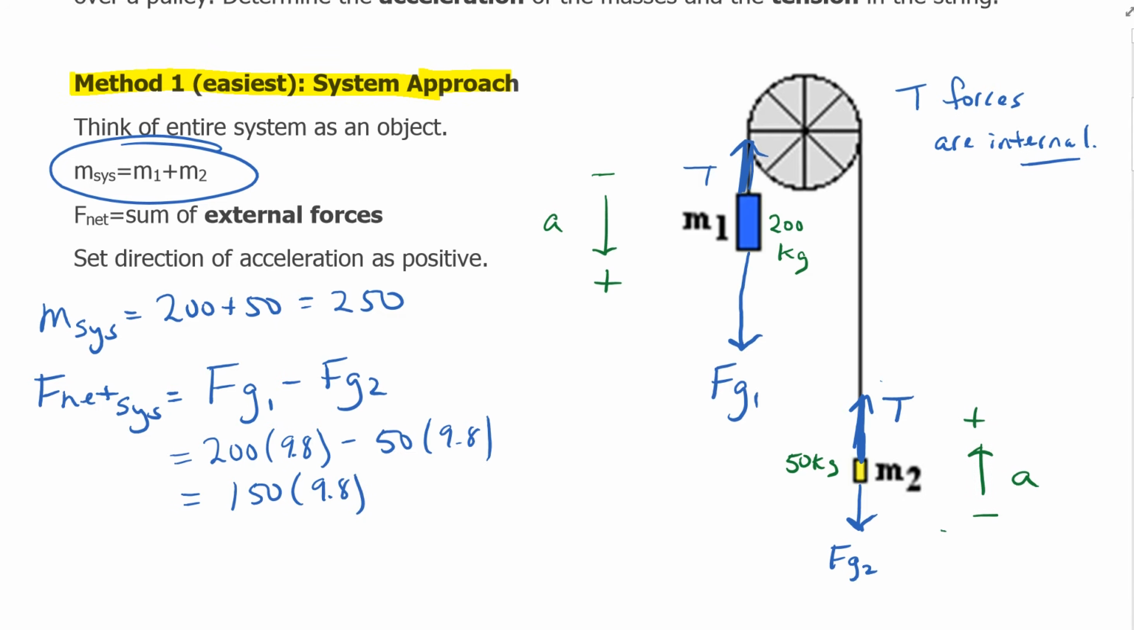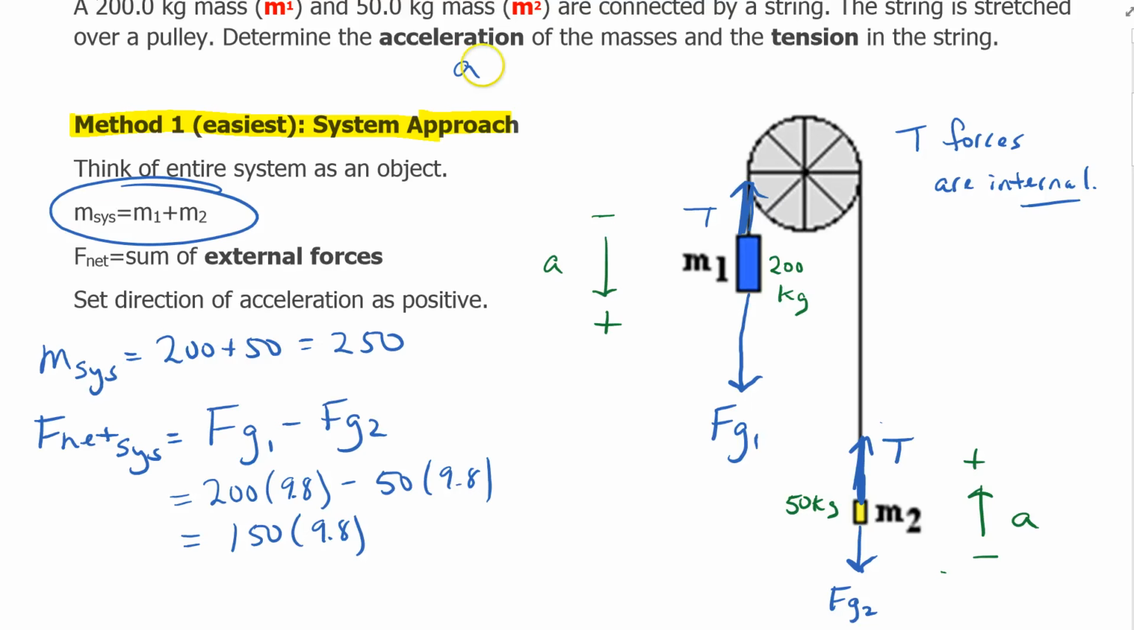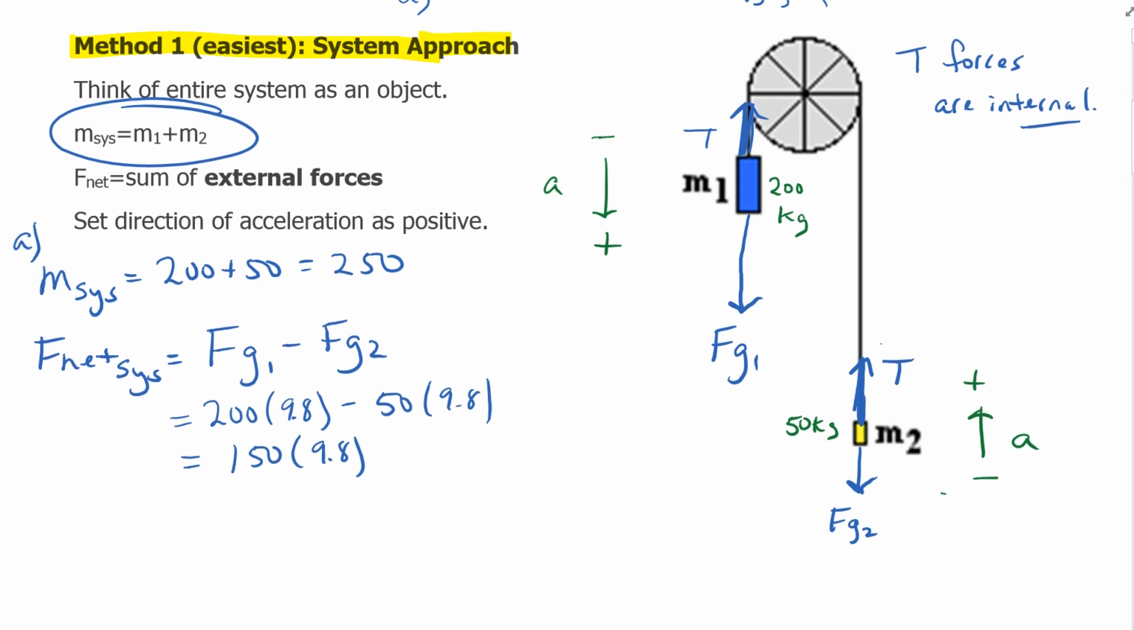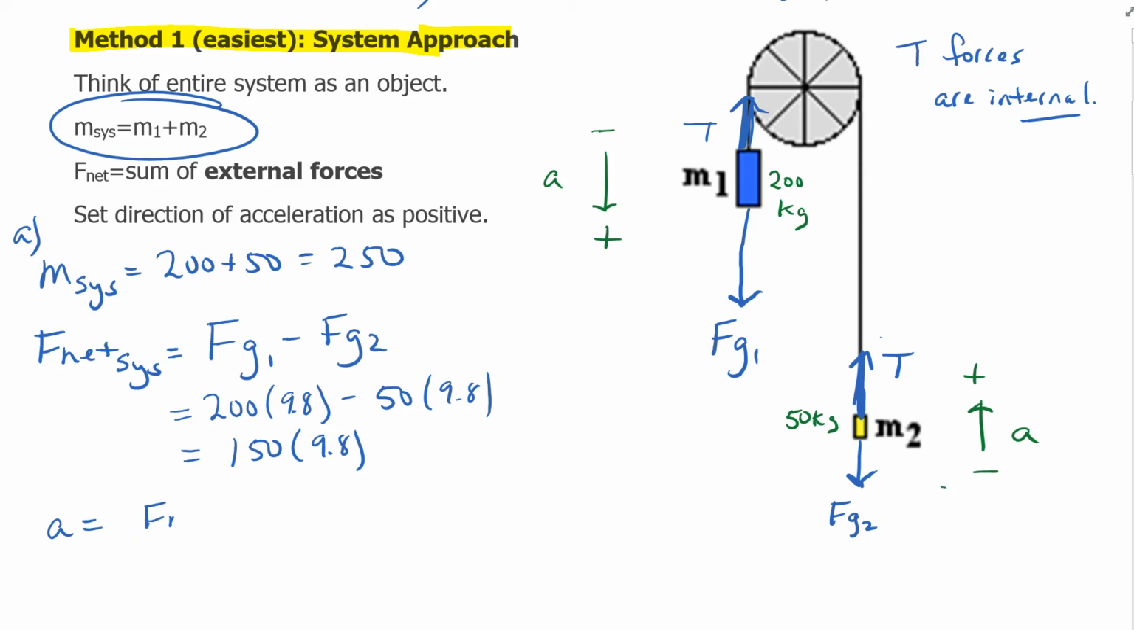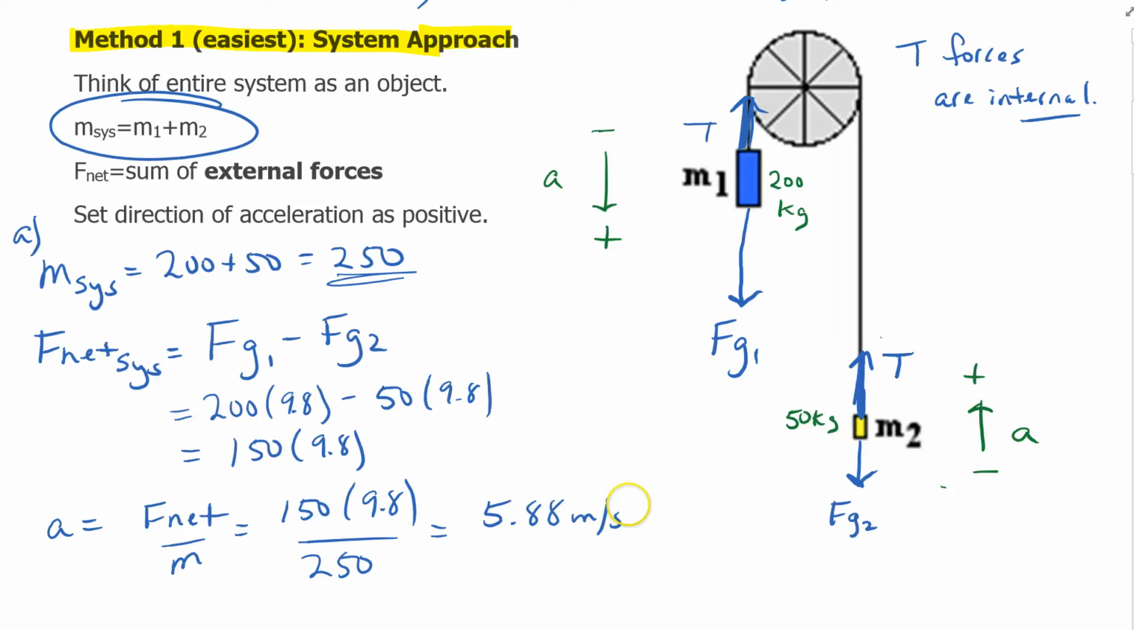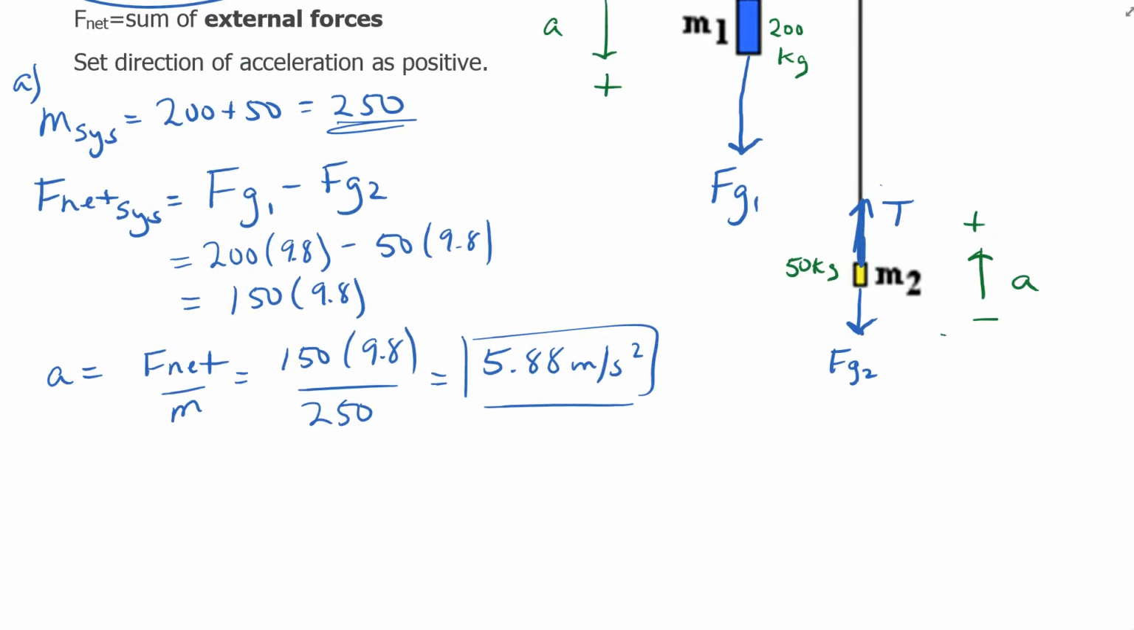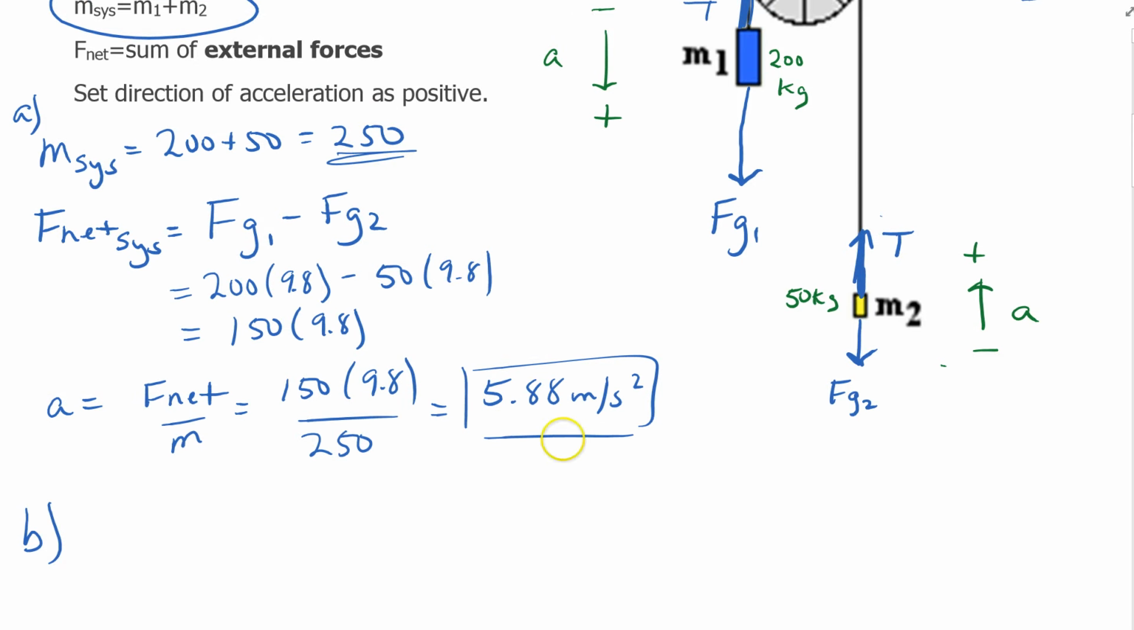Now, we're almost there. How do you figure out the acceleration? There's two things we have to do. We have to figure out acceleration, that would be part A, and part B is to figure out the tension. So we're kind of on the part A section over here. To figure out acceleration, a is equal to F net over m. So in our case, it's the F net of the system, 150 times 9.8, all divided by the mass of the system, which we figured was 250. So 150 multiplied by 9.8 divided by 250 turns out to be 5.88 meters per second squared. So there's one of my answers. I'll put a box around it so Mr. Spicer can find it. Now for part B, I want to know what the tension is. Now to do part B, to figure out the tension, in this system approach, there's no tension forces, right?